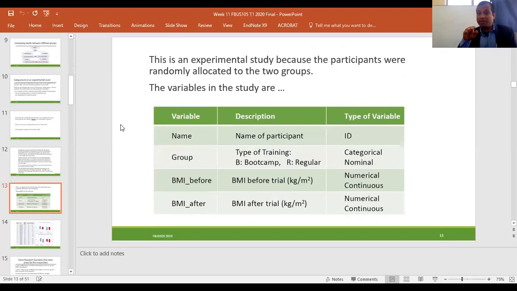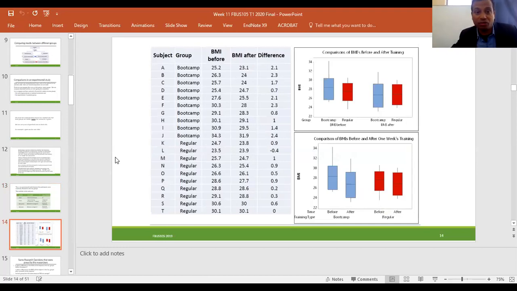This is an experimental study because the participants were randomly allocated to the two different groups, and these are the variables of interest. What are the different variables of interest? One is the group, two different types of training: boot camp and regular. And then the BMI before the trial and after the trial. The BMI values are numerical values, whereas the type of training, boot camp or regular, B or R, is a categorical variable, especially a nominal one. Let's see here. This is the one I was talking about. What are the variables of interest? As I said, the group, either boot camp or regular, B or R.